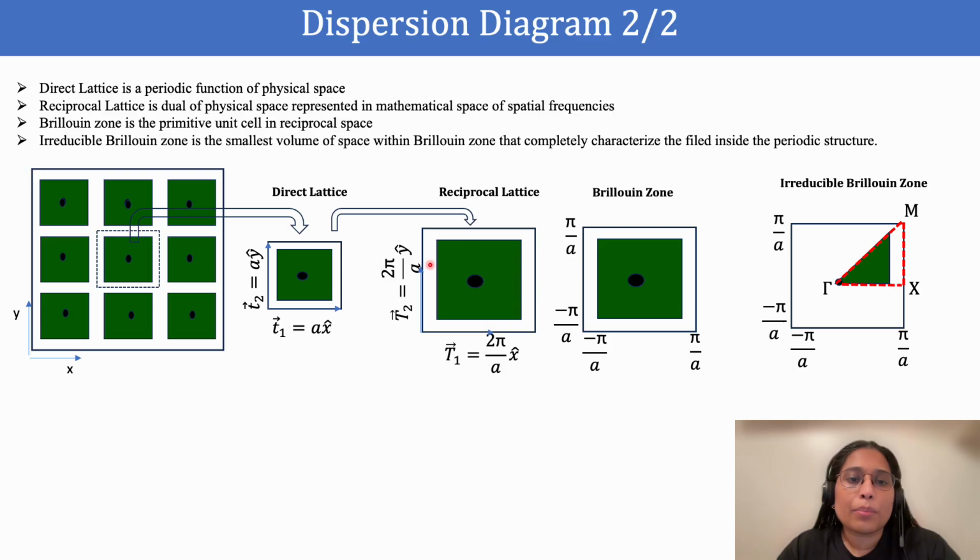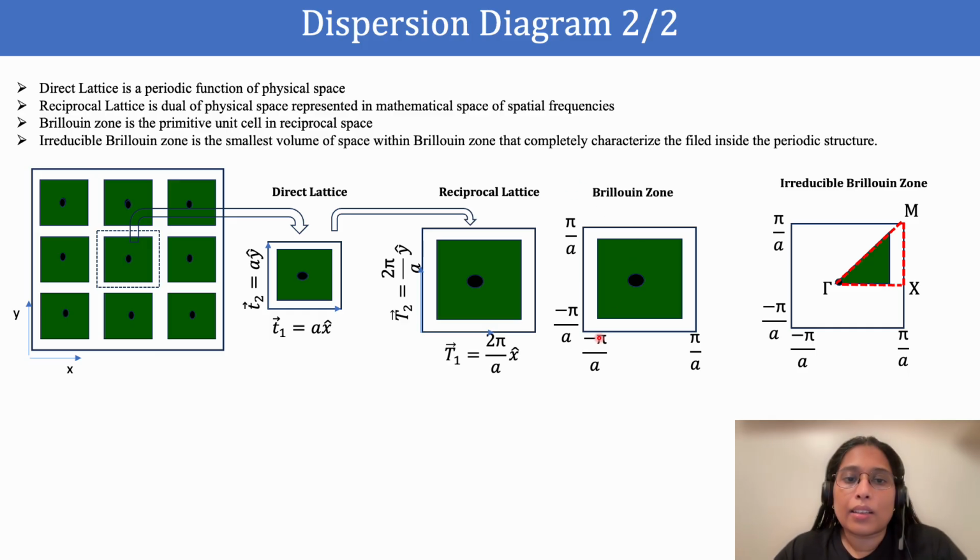And here is the reciprocal lattice. Here we can see that T1 is equal to 2 pi by a x cap and T2 equal to 2 pi by a y cap. Here we can see that the dimension of the reciprocal lattice is getting increased. So the next step is we have to consider the unit cell from the reciprocal lattice. As I have considered only a single cell from the direct lattice, this cell will become the unit cell. So the unit cell of the reciprocal lattice is known as the Brillouin zone.